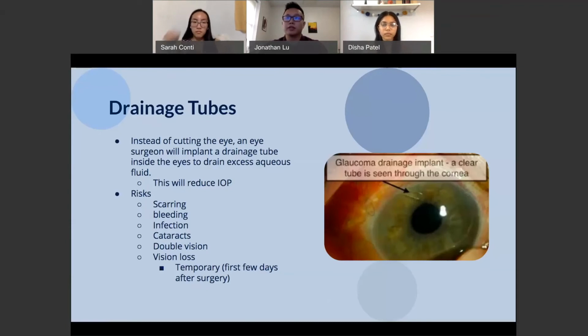However, like the previous surgery, there are risks of scarring, bleeding, infection, also cataracts, double vision, and vision loss. Normally, the vision loss is temporary after the first few days of surgery.